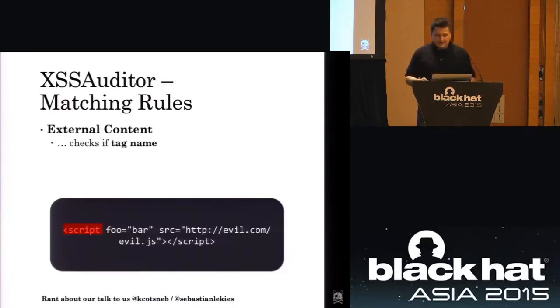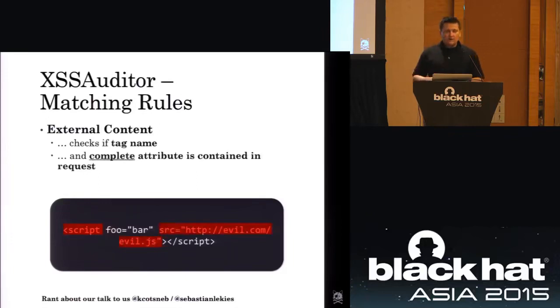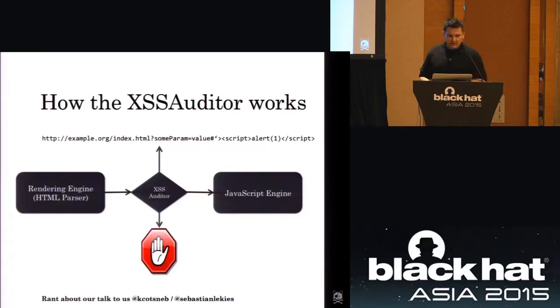And if it finds this, it will look out for the URL attribute. So for script, this is source. For objects, this is data. Or for A tags, this is the href attribute. And it will then have a look whether it can find this attribute in the request, and if so, it will block the attack. So to summarize this, we have the rendering engine here, and the rendering engine parses the HTML, finds different nodes.